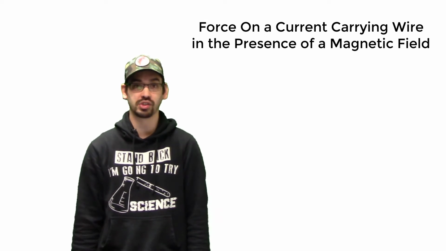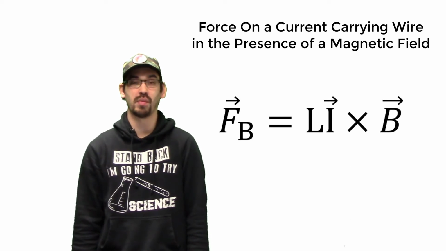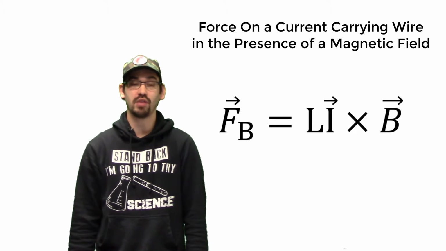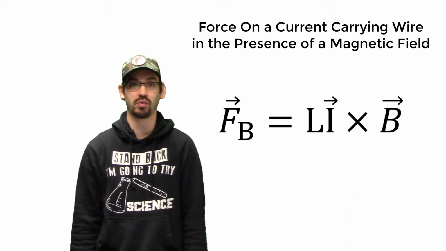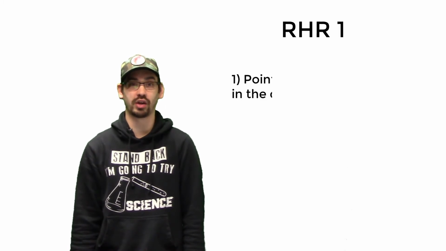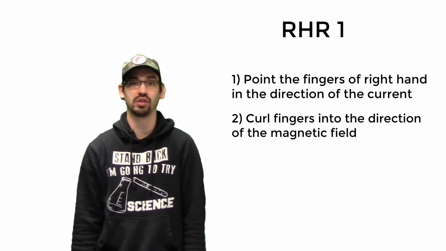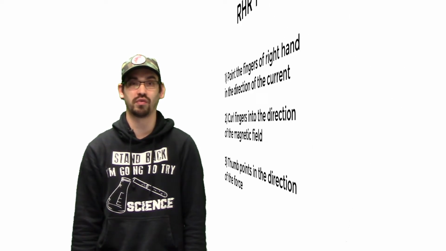Another version of this right-hand rule comes from considering what the force is on a current-carrying wire in the presence of a magnetic field. This equation says that the force is going to be equal to the length of the wire times the current crossed with the magnetic field. Now, when we apply the right-hand rule to this equation, it follows almost exactly the same way that it does when we apply it to the first equation. We point our fingers in the direction of the current, and then curl our fingers in the direction of the magnetic field. Our thumb is going to point in the direction of the force.